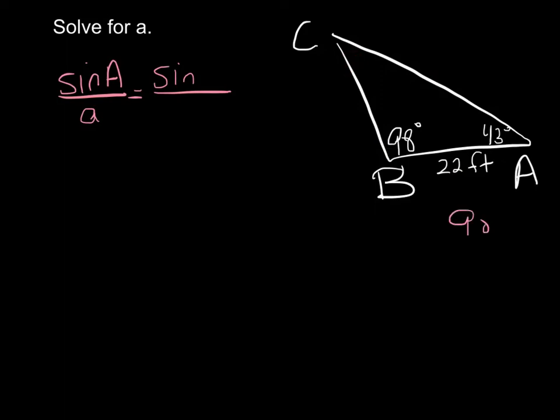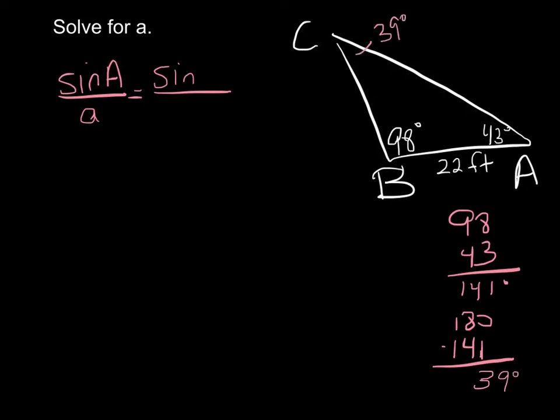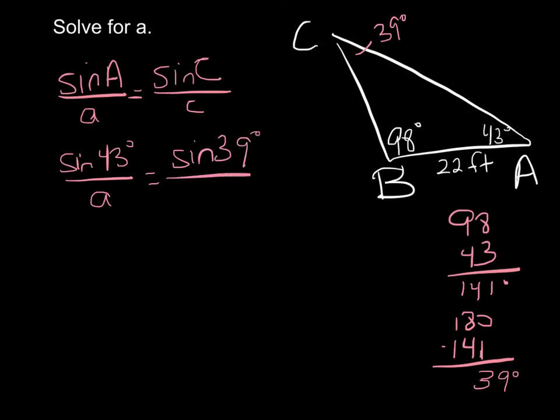So let's see, 98 plus 43 is 141 degrees. And if we subtract 141 from 180, we get 39 degrees. So this angle up here is 39. So we'll use that in our ratio. We'll use C. So we've got sine of 43 over a, that's what we're looking for, equals sine of 39 over 22. Cross multiply. Make sure you show every step.